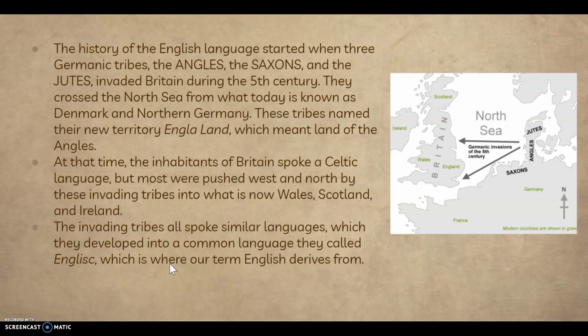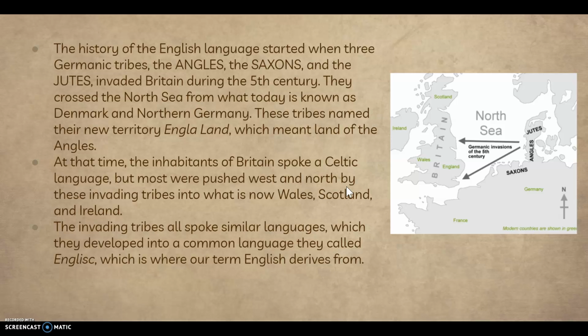I think it's important for people to understand the evolution of the language and where it began and how it came about, because so many of the words that we use today have been there since the beginning of the English language. So in the beginning, during the 5th century, there were three Germanic tribes, the Angles, the Saxons, and the Jutes, and they crossed the North Sea from what we now call Denmark and northern Germany, and they invaded and conquered Britain.